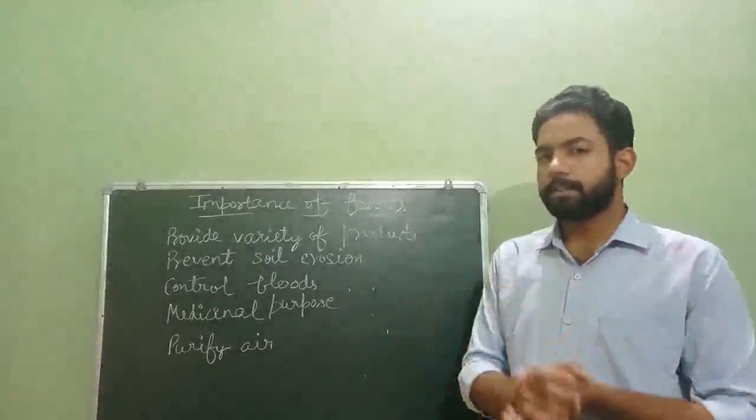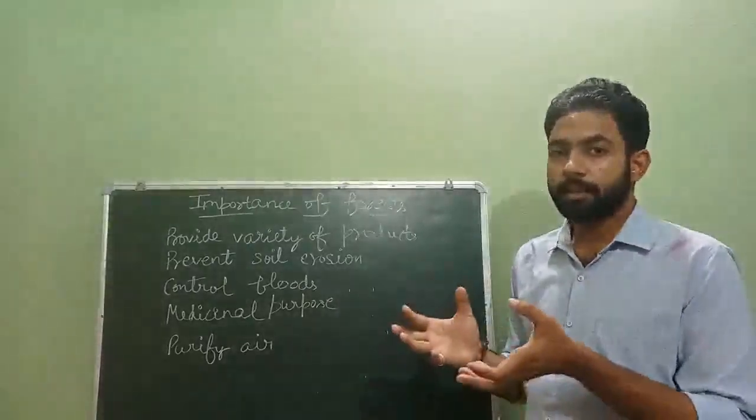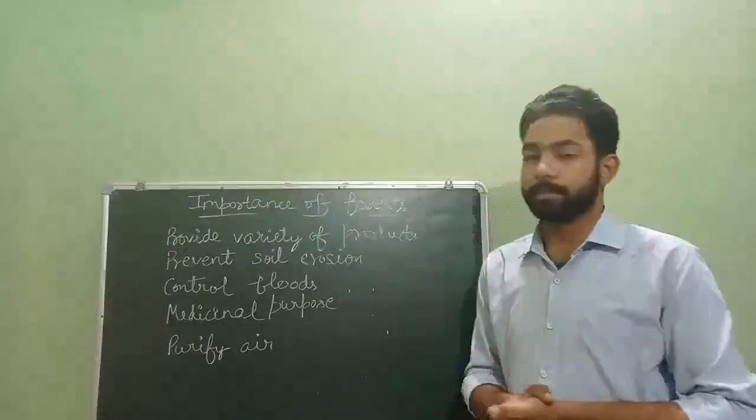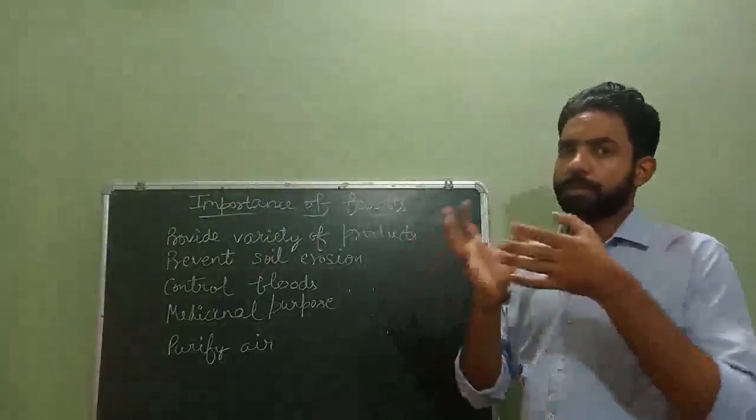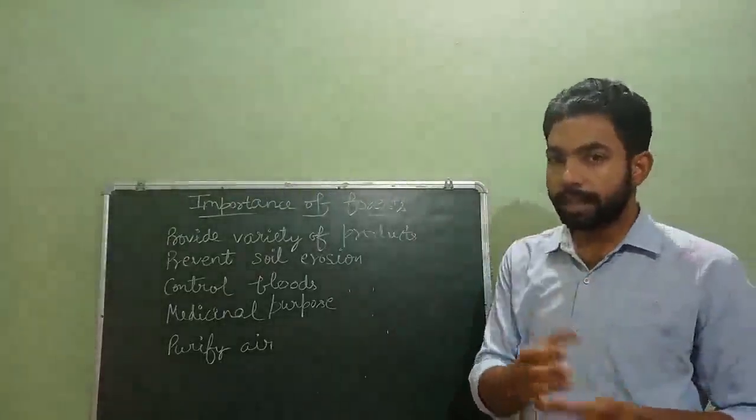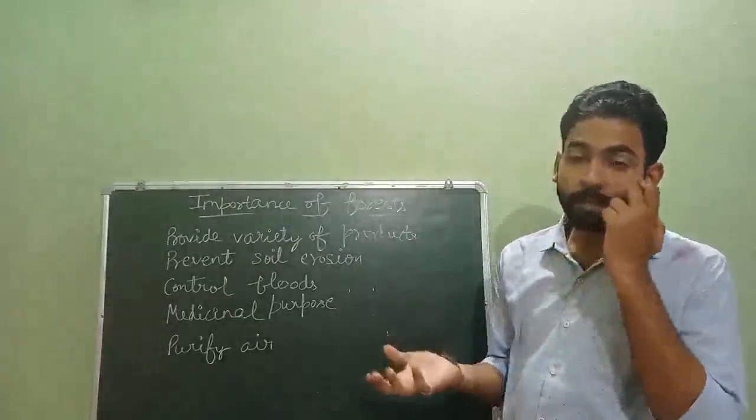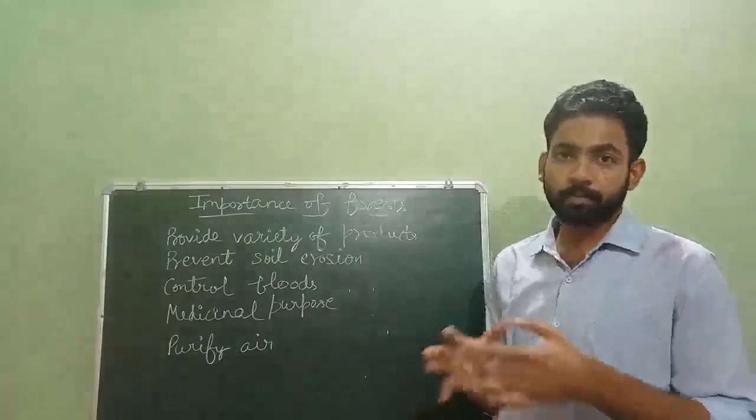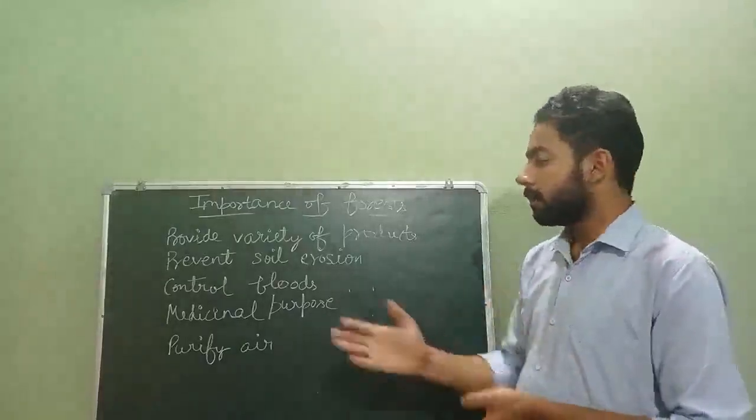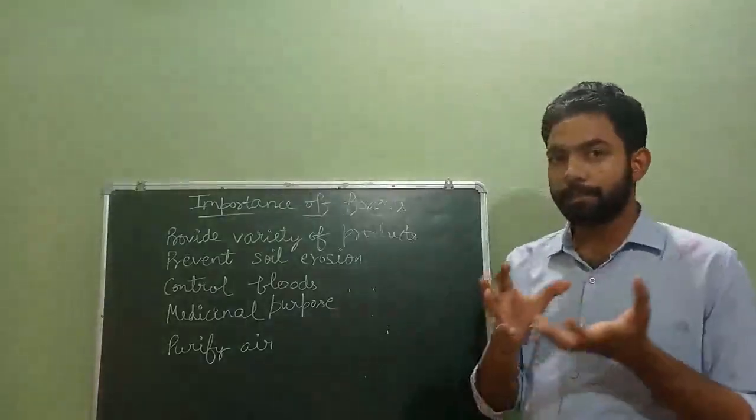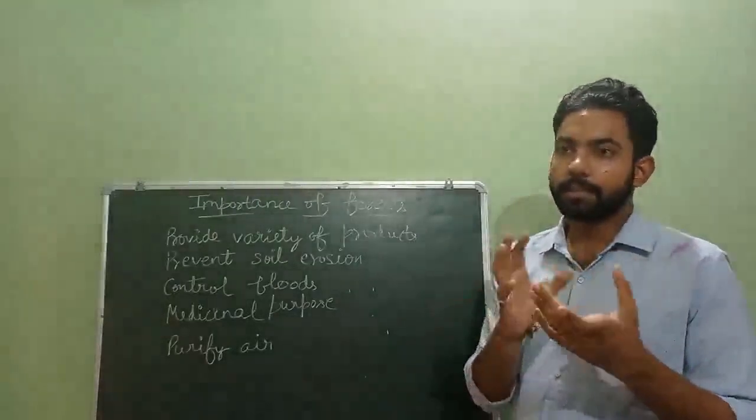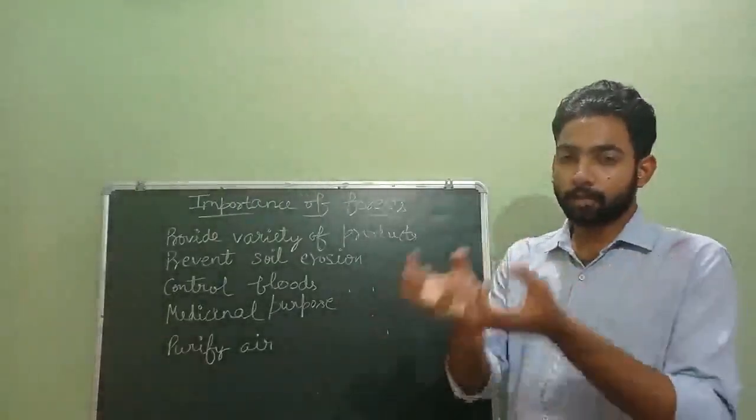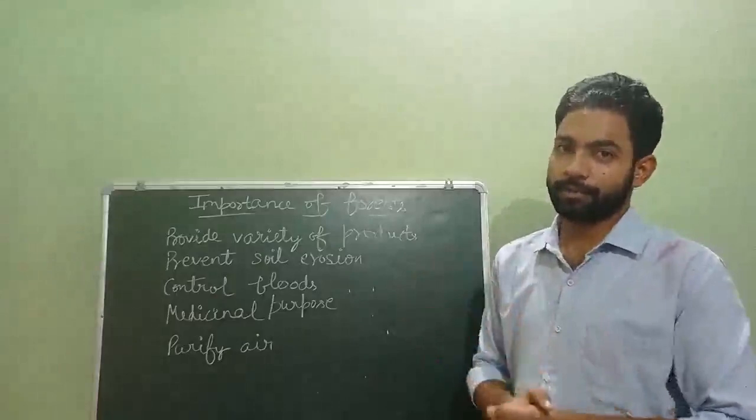There are many plants which can be used for medicinal purposes, or we can say that बहुत सारे plants ऐसे होते हैं जिनका हम medicines में use करते हैं as a medicine, such as नीम से बहुत सारी हमें दवाइयाँ मिलती हैं, और भी बहुत सारे plants होते हैं जो कि दवाइयाँ बनाने में काम आते हैं. Purify air. Plants maintain the balance of air by absorbing carbon dioxide and releasing oxygen.